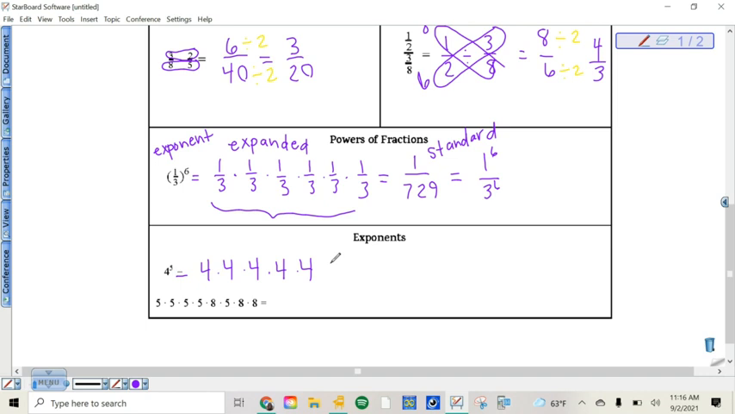Exactly. So in the calculator, it's going to be 4. I'm going to write the buttons down. 4, caret, 5. So base first, and then the little caret symbol, and then the 5. I'm going to show you on the calculator again.